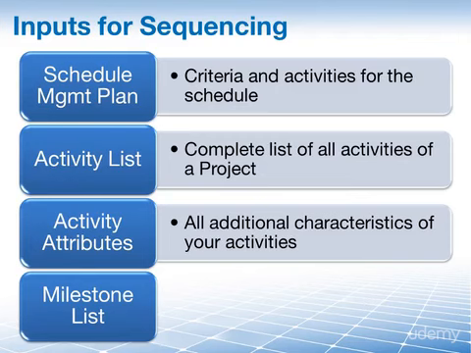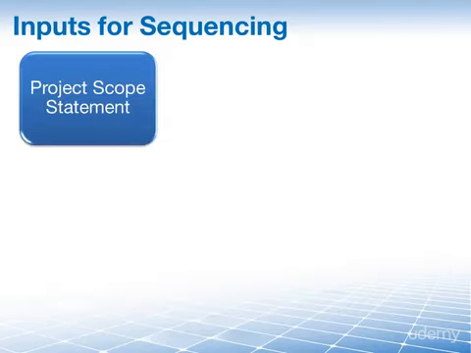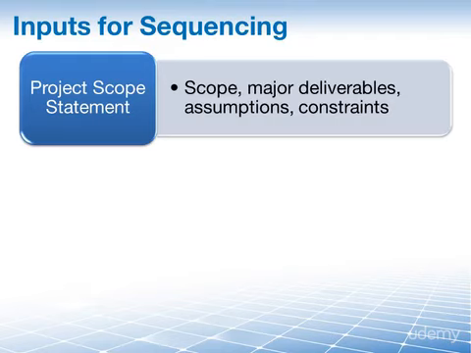And the third one that comes from define activities is the milestone list. This is simply the list of all the significant dates on your project that may be important to know as you sequence your activities. And please do remember that a milestone can be mandatory or optional, and you need to know that for its proper sequencing. The project scope statement comes to us from the process of define scope. It is the description of the project scope, the major deliverables, assumptions, and constraints that we need in order to be able to sequence the activities properly.